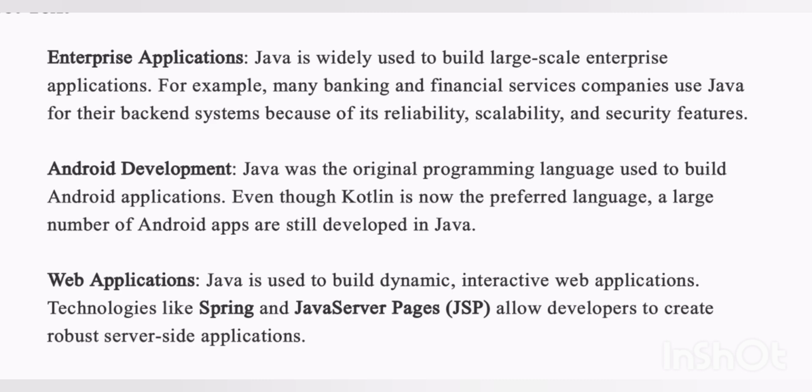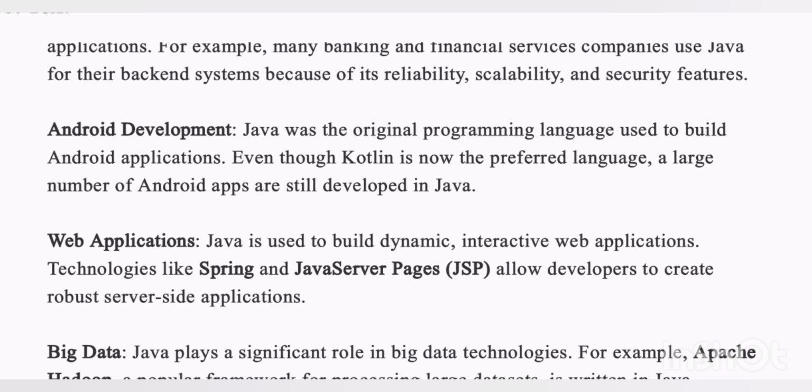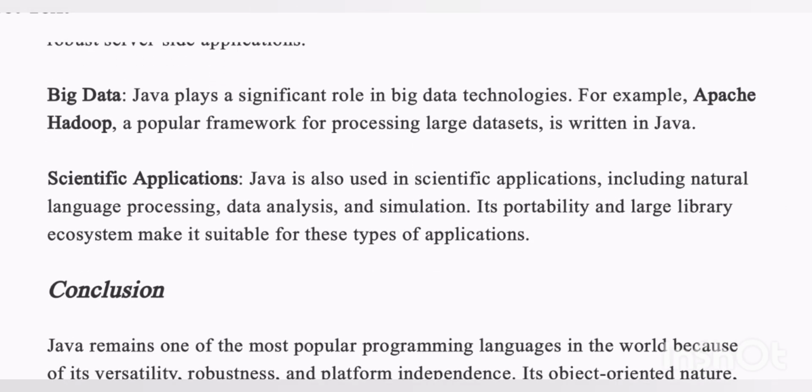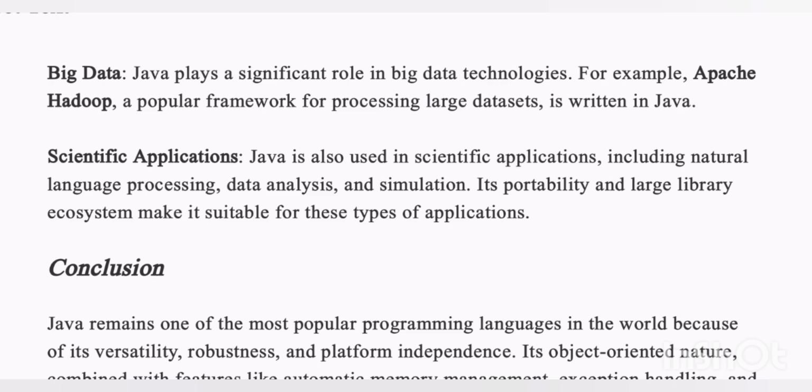Web applications. Java is used to build dynamic, interactive web applications. Technologies like Spring and Java Server Pages, JSP, allow developers to create robust server-side applications. Big data. Java plays a significant role in big data technologies. For example, Apache Hadoop, a popular framework for processing large data sets, is written in Java.